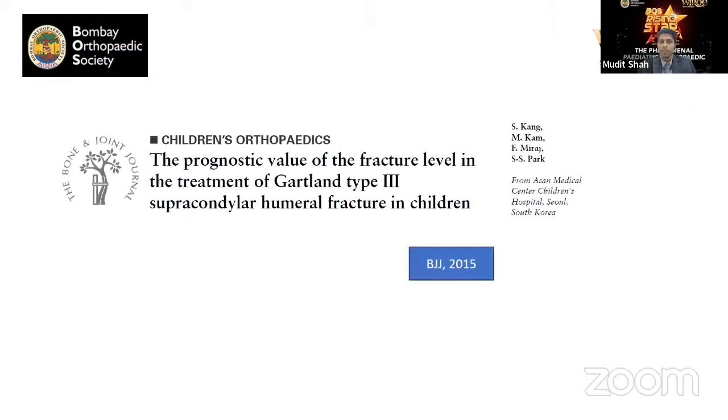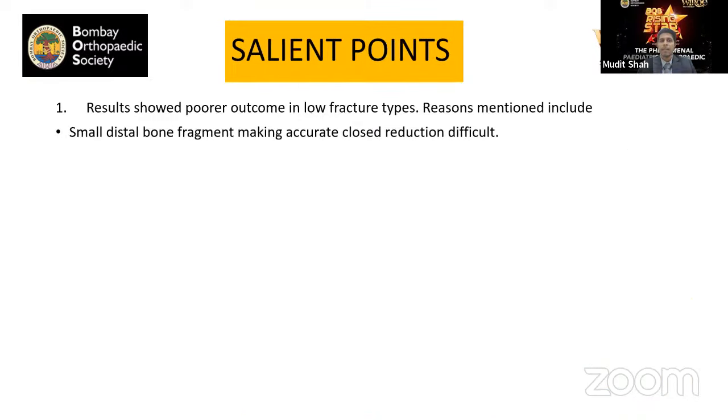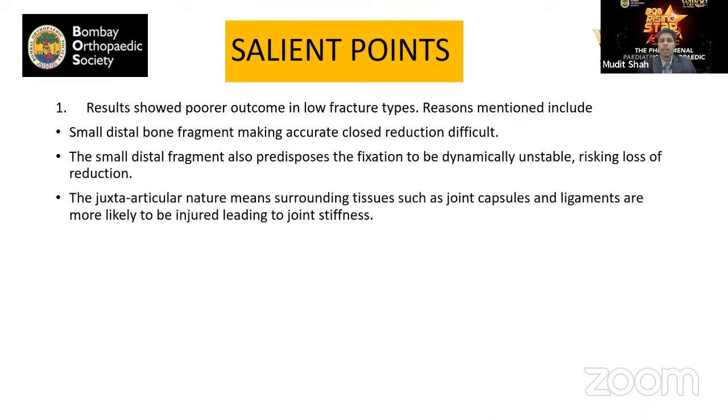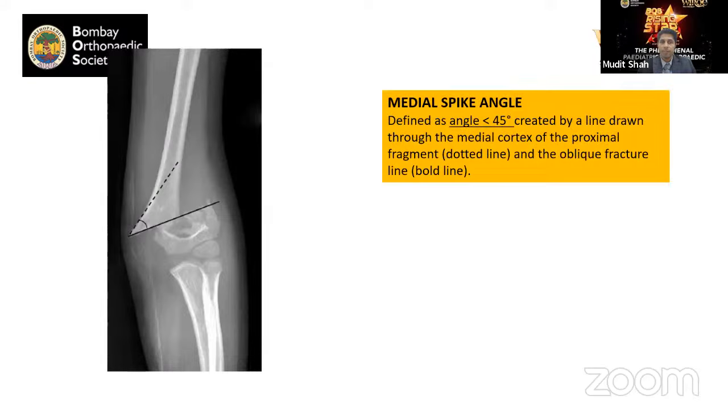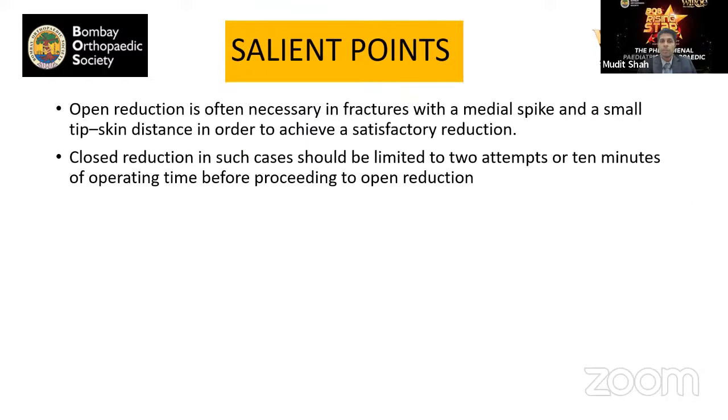Can we prognosticate a fracture? In 2015, in BJJ, Korean authors had described the high and low fracture. They said the low fractures are prone to have issues with stiffness. So they recommended it might be better to speak to the parents beforehand to understand the problems related to joint stiffness. Medial spike in BJJ 2013 was about the medial spike angle less than 45 degrees and the fracture tip skin distance less than 6 mm. If either of these are present, there is a high chance of the fracture going for an open reduction.